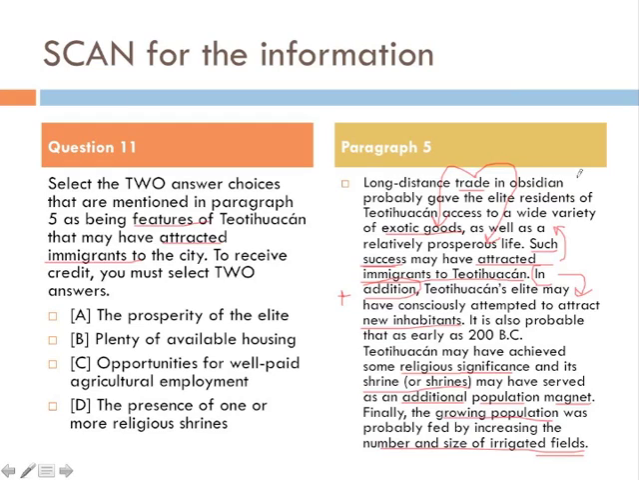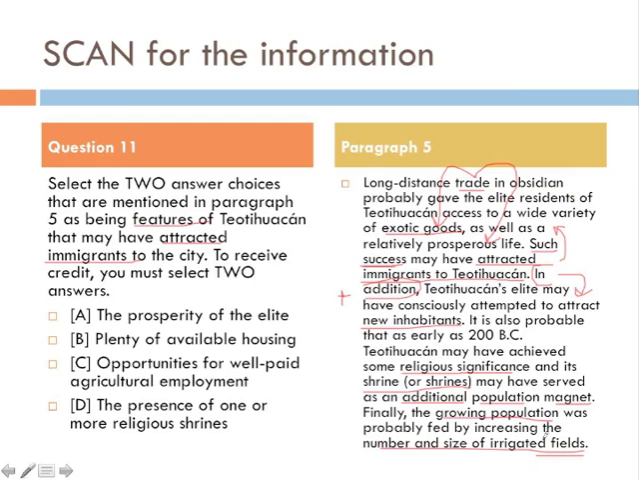So as we look through the text, it actually looks like there might be three reasons as to why immigrants may have come to the city. Number one, this long-distance trade gave them access to exotic goods, which helped produce a very good life. Number two, there may have been some particular religious reasons to draw this new population. And number three, it seems that the growing population probably enjoyed the food, the fields that were available.